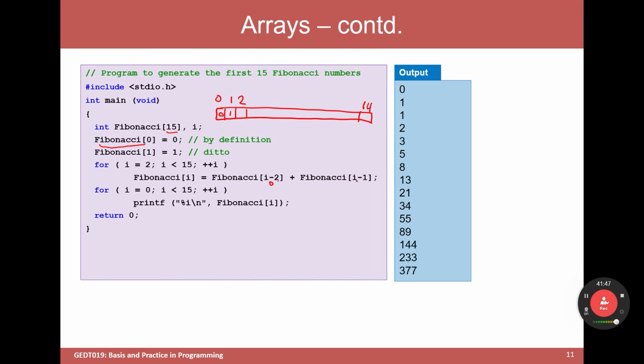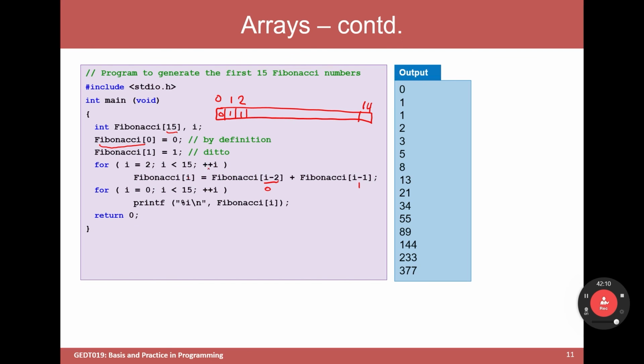Plus element number I minus 1. 2 minus 1 will be 1. So that means element number 1. So it will be the value of element number 0 plus the value of element number 1. So that means 0 plus 1 will be equal 1. Yes. And then let's go to the next loop.